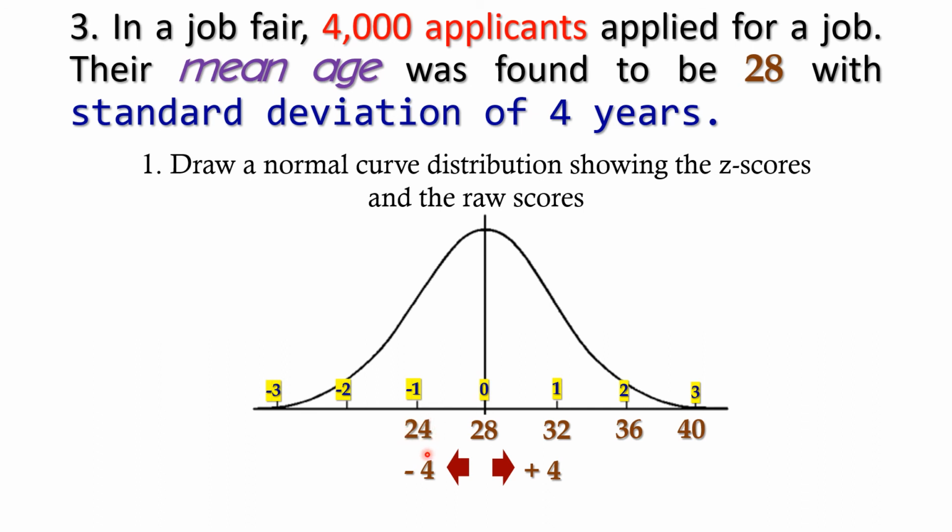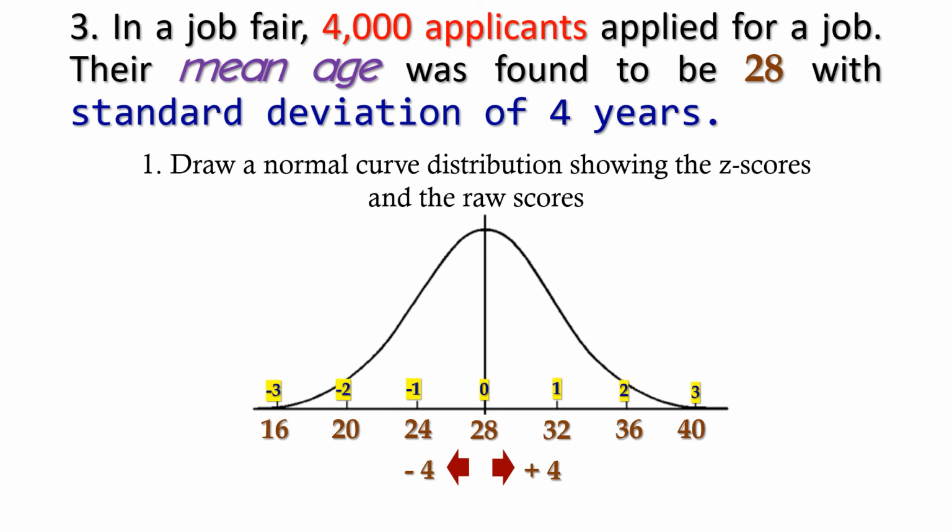24 is the raw score that corresponds to z equals -1. And at z equals -2, the raw score is 20. That is 24 minus 4. Then 20 minus 4, we have 16 as the raw score corresponding to z equals -3. Then we're done doing this task.